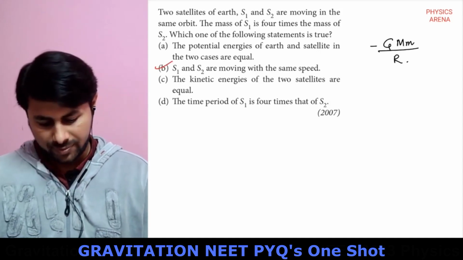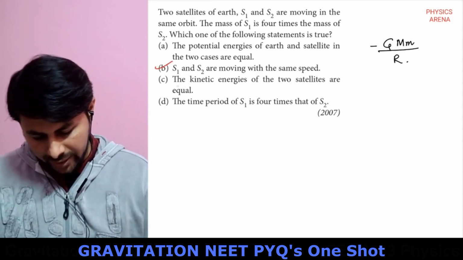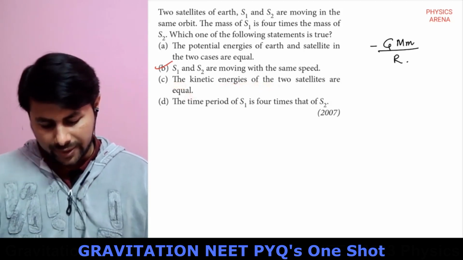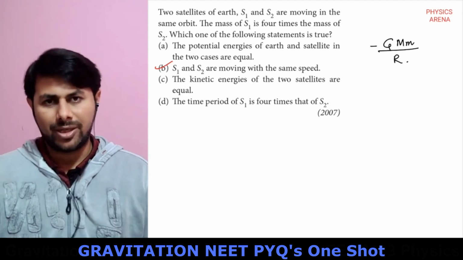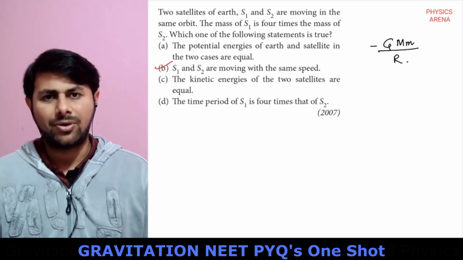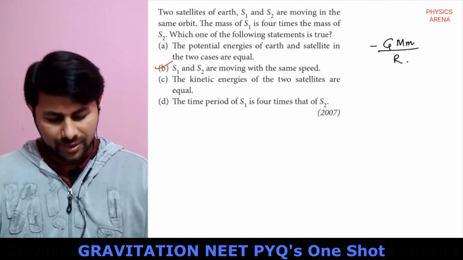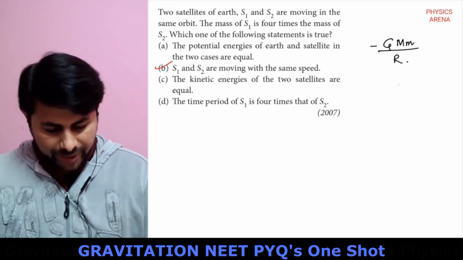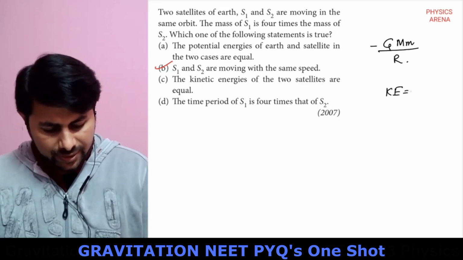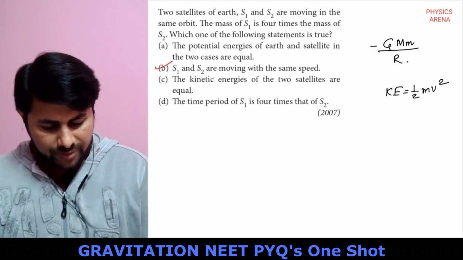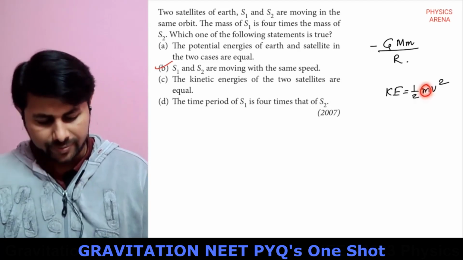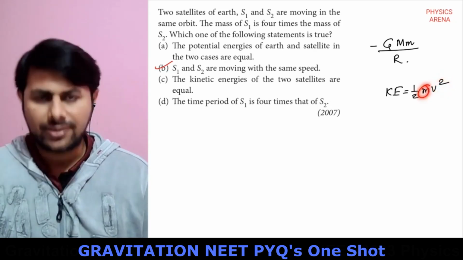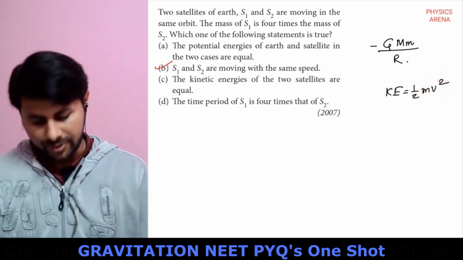Option B. Okay. So then, the kinetic energies of the two satellites are equal. So the kinetic energies of the two satellites cannot be equal because their masses are not equal. Speed is the same, but kinetic energy is half of m into v square, so it depends on mass. Speed is the same, but mass is different. So kinetic energies are different.